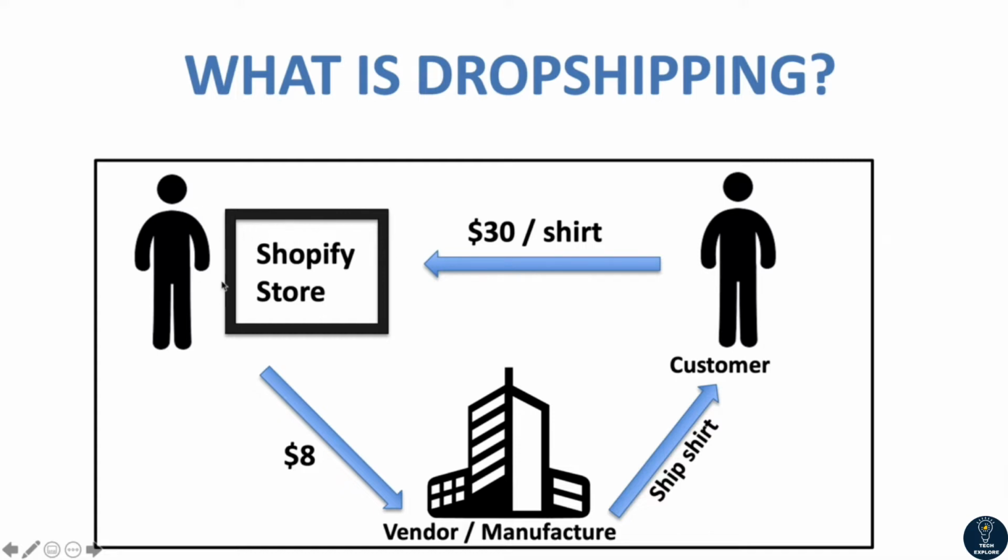After you receive the $30, you will then use that $30 to go over to your third-party vendor or manufacturer, the company that's actually making the shirts, and you will buy that shirt for only $8 in this particular case. You will tell the vendor or manufacturer to, instead of shipping the product to you, ship the product directly to the customer. So the customer gets the t-shirt for $30. You get a profit of $22, right? Because you only needed to spend $8 to purchase and ship the shirt to the customer. So your profit is $22.